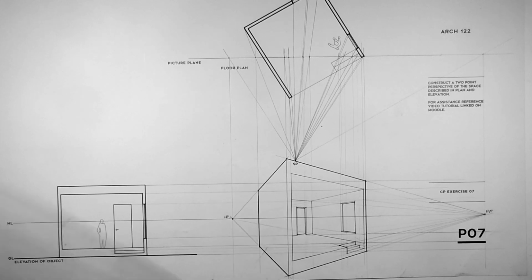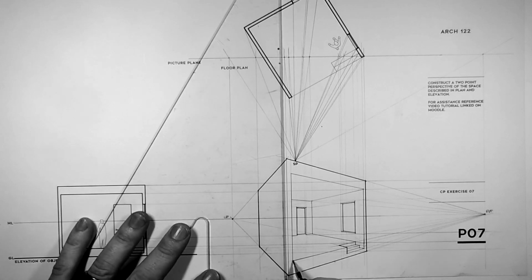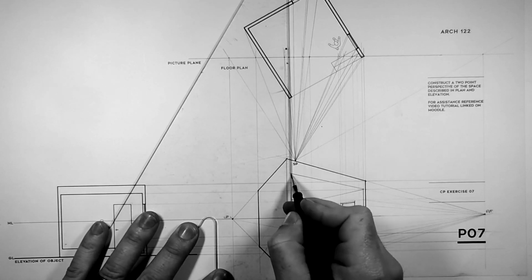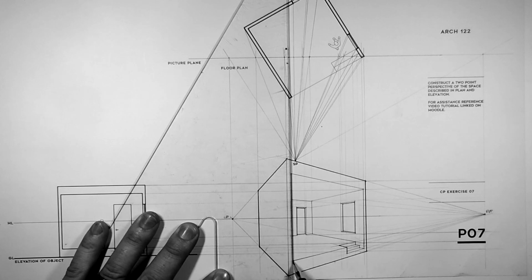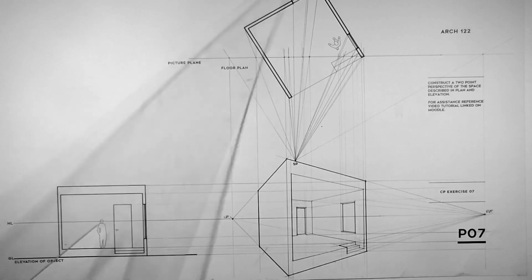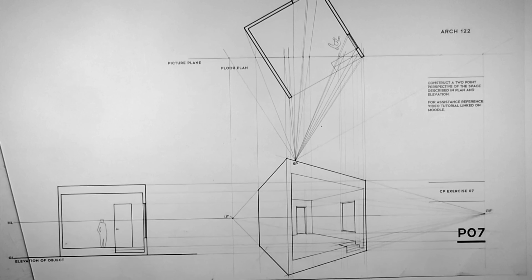And there we have our 2-point perspective. Actually, I'm going to give one more line, just a little bit of weight, this edge here, that defines some space behind it. That is 2-point constructed perspective.